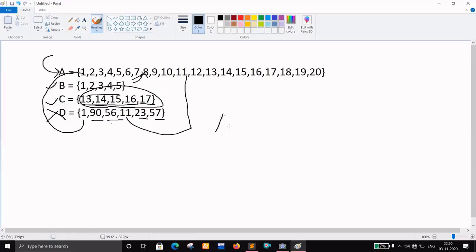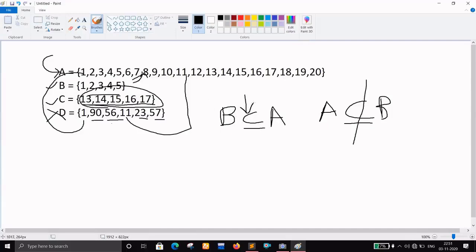And we can denote this by saying B is a subset of A. But we cannot say that A is a subset of B. A is not a subset of B. In mathematics, we say B is a subset of A using this symbol over here. So B is a subset of A, and A is not a subset of B.